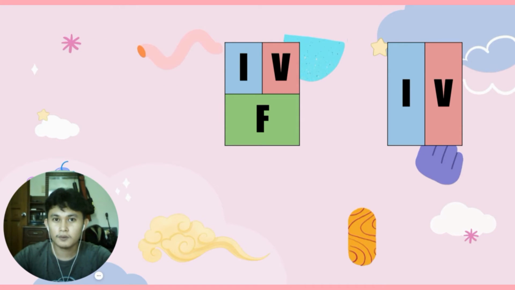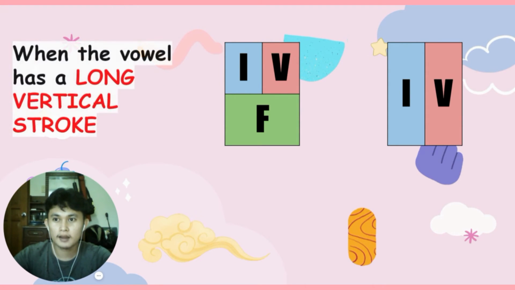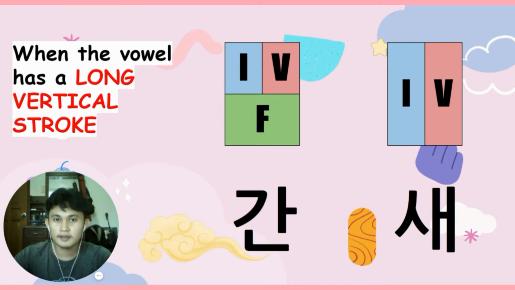For these two, these are used when the vowel has a long vertical stroke. As you can see, the vowel should be at the right of the initial consonant. The one on the left is for the syllable with a patsim, and the one on the right is for a syllable without a patsim. These are the examples of how we stack the letters using these syllable blocks.